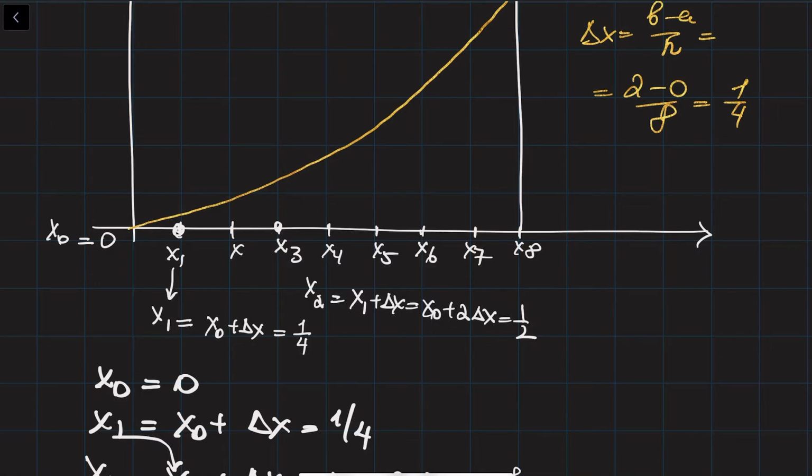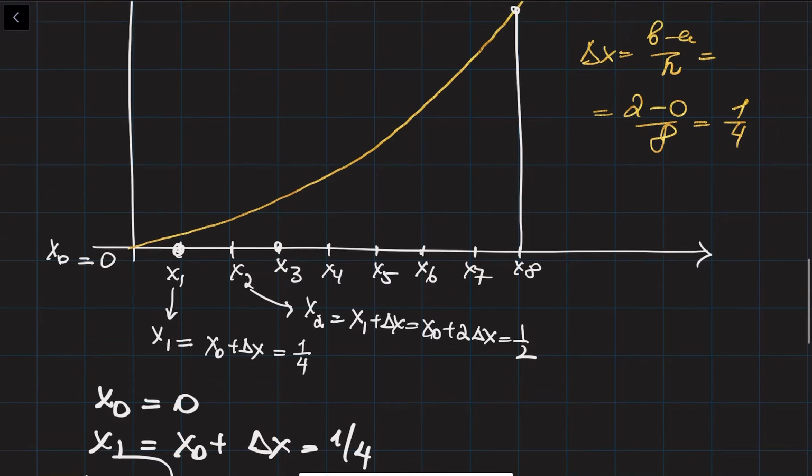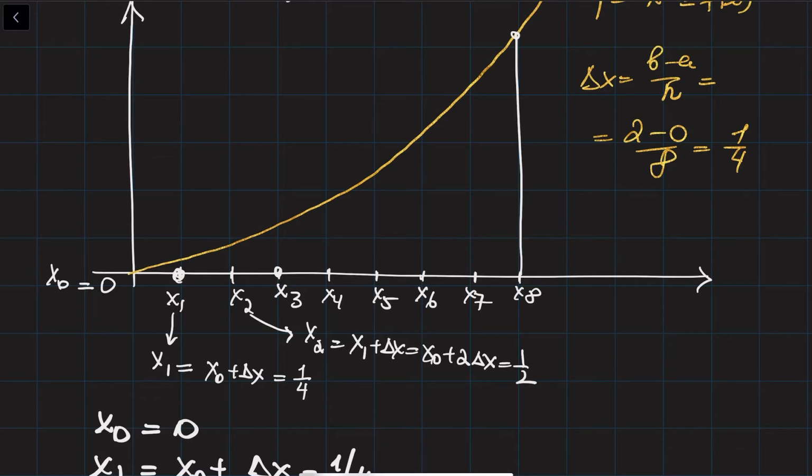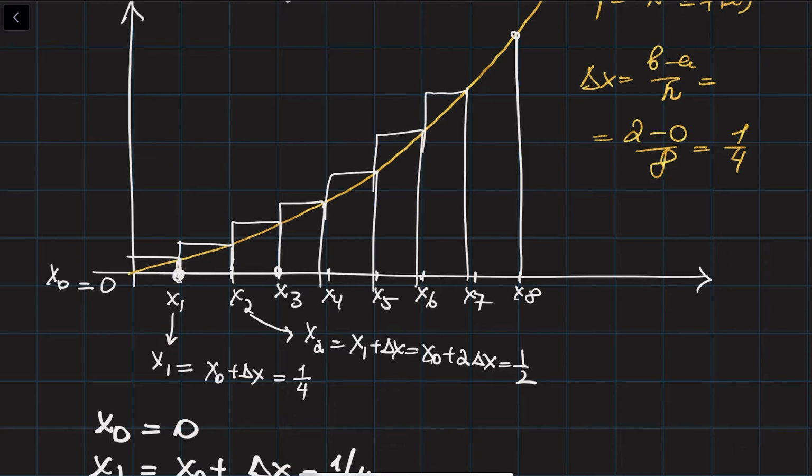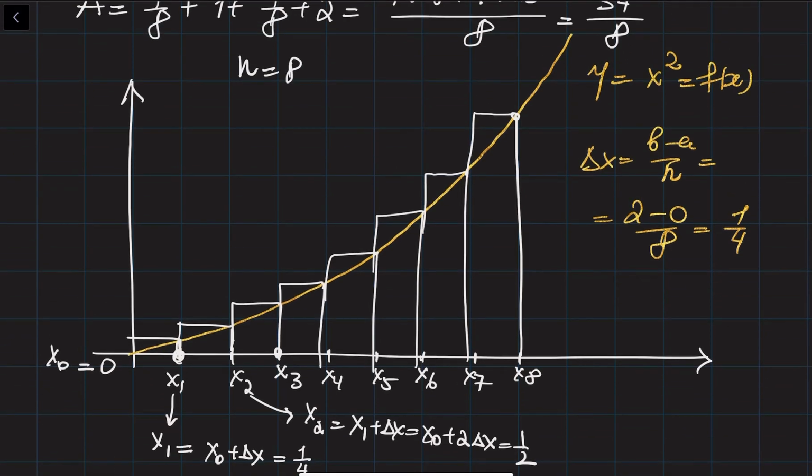So now, with x1, x2, and so on, I'm going to create all of the rectangles. Here I'm going to get the first rectangle. This is going to be the second rectangle, this is the third rectangle, the fourth rectangle, the fifth rectangle, the rectangle number 6, 7, and 8. The widths of the rectangles are easy to find, since they are given by delta x. The width of every rectangle is going to be equal to delta x, which in this case is equal to 1 over 4.